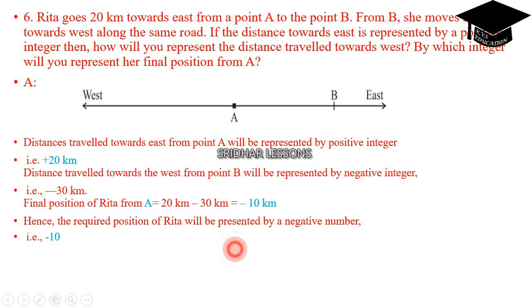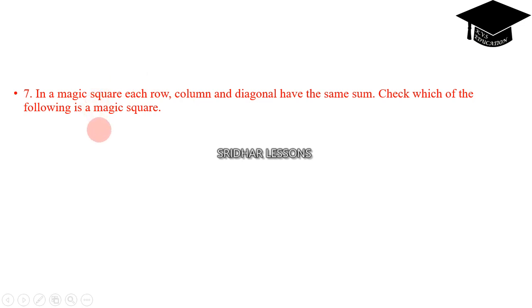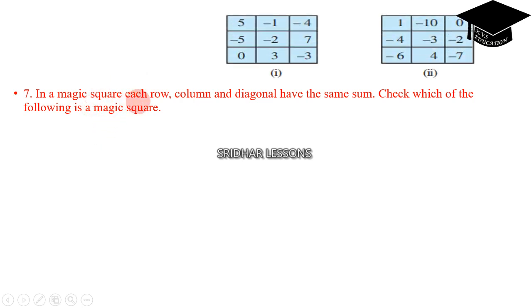Next question. In a magic square, each row, column and diagonal have the same sum. Check which of the following is a magic square. We have two squares. The condition is that each row, column and diagonal has the same sum, the same value. So out of these two squares, we have to check which is a magic square.